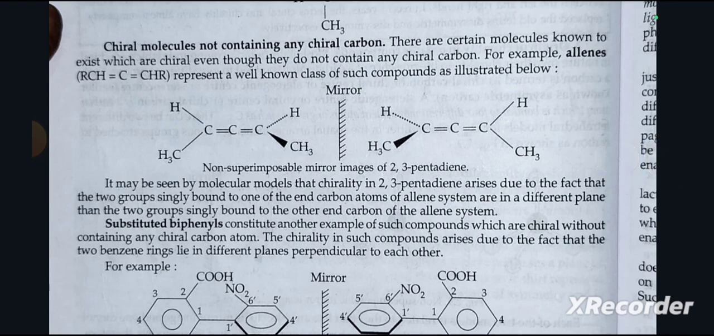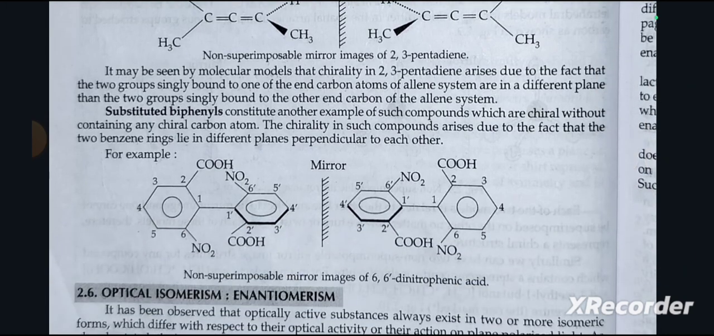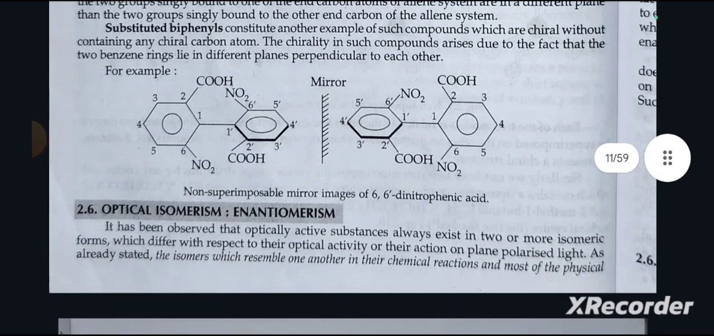Chiral molecules not containing any chiral carbon. There are certain molecules known to exist which are chiral even though they do not contain any chiral carbon. For example, allenes, RCH=C=CHR, represent a well-known class of such compounds, as illustrated below. Non-superimposable mirror images of 2,3-pentadiene. It may be seen by molecular models that chirality in 2,3-pentadiene arises due to the fact that the two groups singly bonded to one of the end carbon atoms of the allene system are in a different plane than the two groups singly bonded to the other end carbon of the allene system.